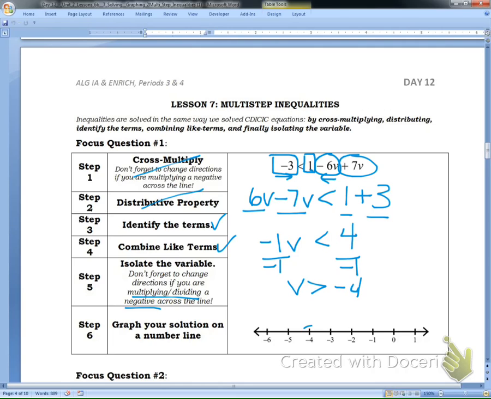Graph your endpoint. It's left open. And my variable is on the left-hand side of the inequality, so the direction of my inequality should point the same direction that I need to graph it. So there's focus question number 1.